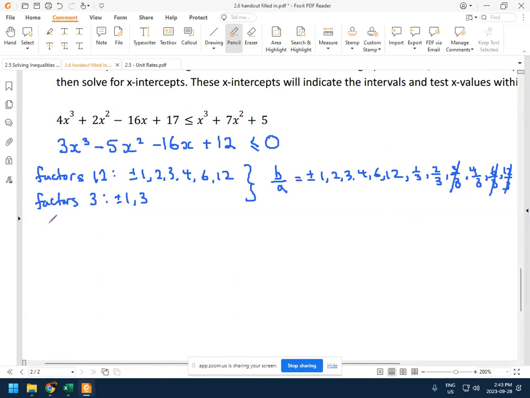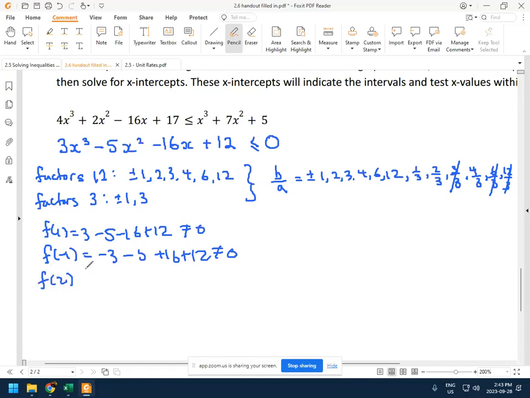I'll save you the pains by doing it myself. Okay? F of 1, that's 3 minus 5 minus 6 plus 12. That is not a 0. F of negative 1, negative 3 minus 5 plus 16 plus 12. That's way too big. F of 2: 24 minus 22, minus 32 plus 12. Nope.